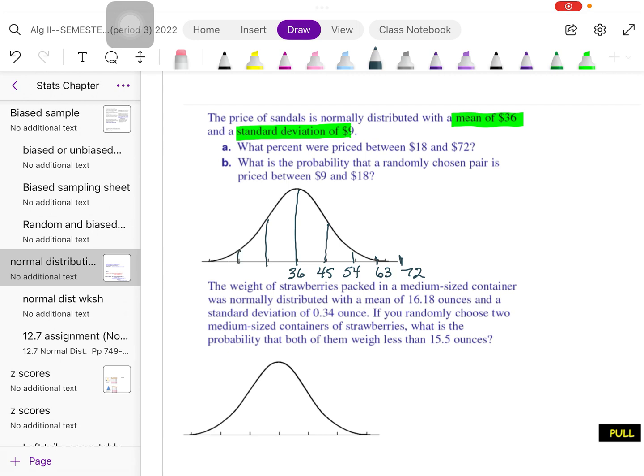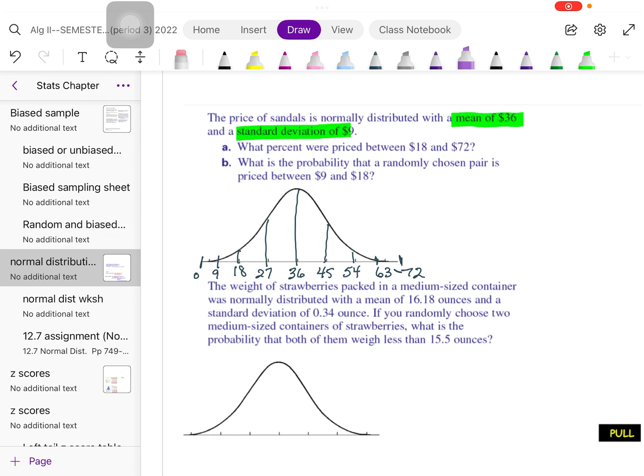So then 1 deviation to the left, 2 deviations to the left, 3 deviations to the left, and finally the 4th. 36 minus $9 would give me 27 at 1 deviation to the left. 36 minus 2 nines would give me 18. 36 minus 3 nines would give me 9. And 36 minus 4 nines would give me 0. So this is how the price of my sandals falls out, between $0 and $72.